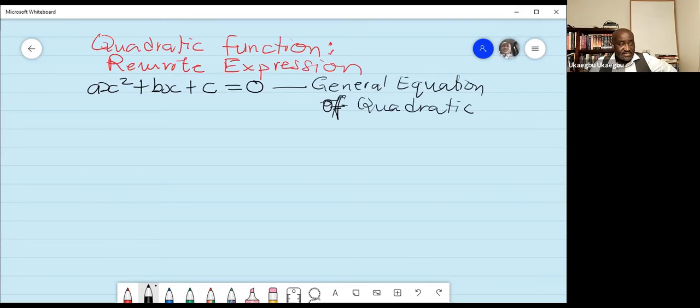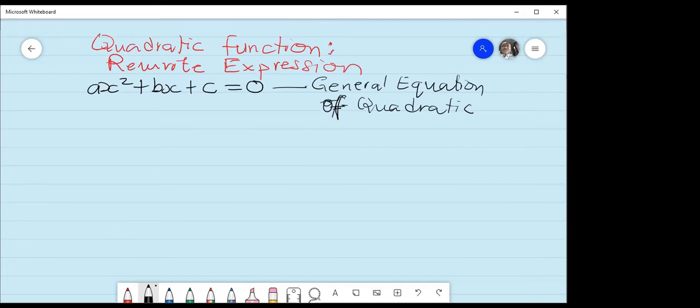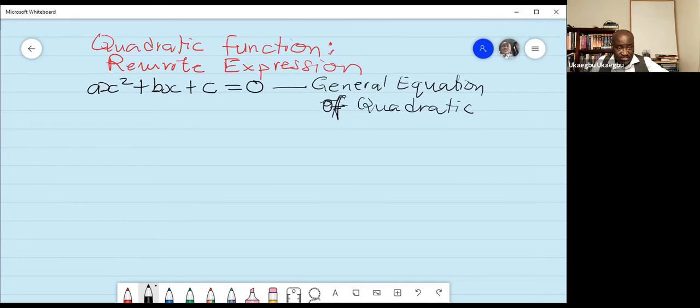Okay, so now give me an example of this type of equation. I'm waiting, ladies and gentlemen. Can you repeat what you said? Give me an example of a quadratic equation. I have written the general form, so give me a specific example.